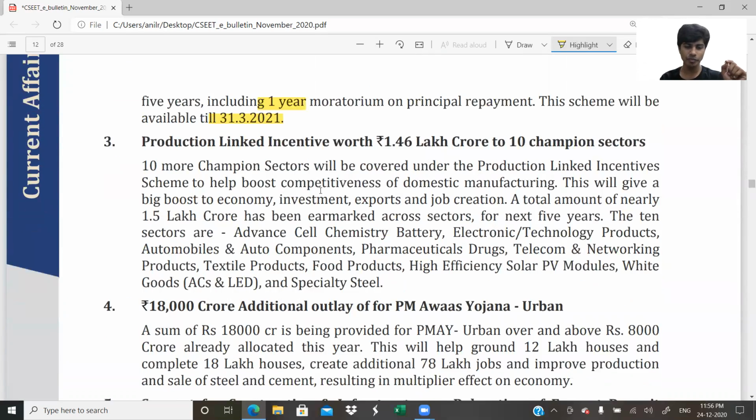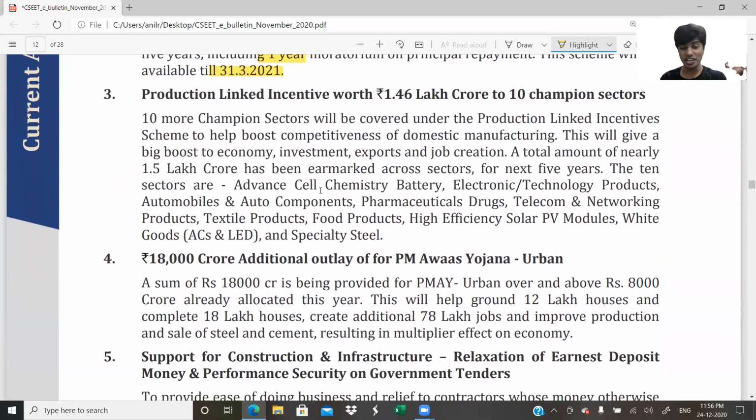Let me now take you to the third one. Production linked incentive worth 1.46 lakh crores to champion sectors. This is basically given to the information technology, networking and pharma sectors, where IT, hardware, software, computers and technology come into the picture. So they are giving 1.46 lakh crore incentive. What would happen when so much money runs into these organizations, obviously in the form of loan, not like free money? What would happen?